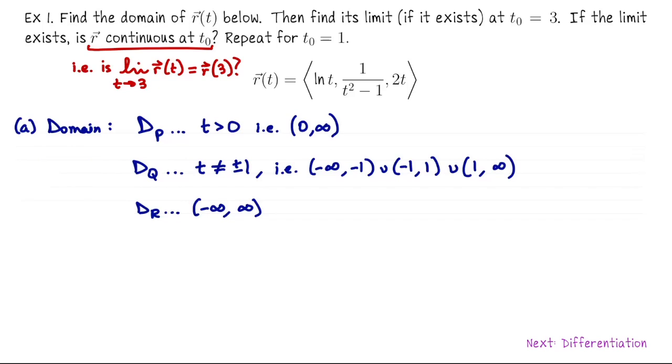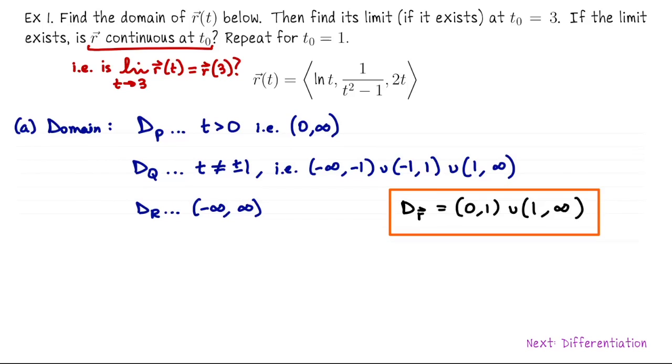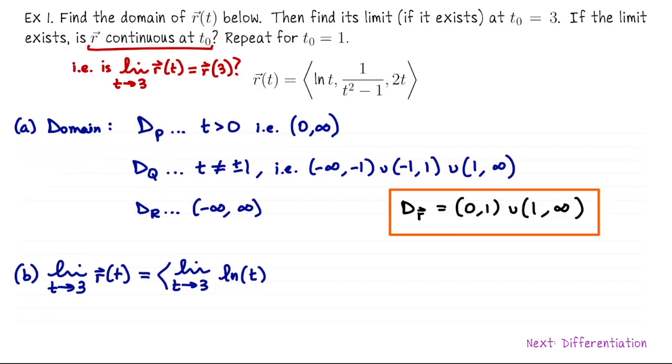So tying these together, we need positive t, but we can't have t equal to 1, and that's it. So the domain of this vector valued function goes from 0 to 1 together with 1 to infinity. Let's now take the limit as t approaches 3. This is going to be the limit of each component function as t approaches 3.